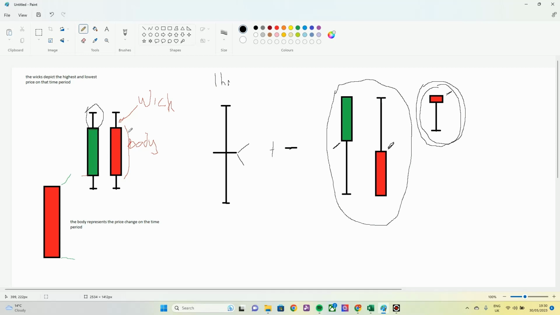And then you could have these ones where it doesn't look like there's any body at all, and this basically tells us that the price has stayed the same throughout that 1 hour time period. It may have gone all the way up and all the way down, but from the start to the finish, it's ended up in the same place. And then you've got these, which are just other depictions of how this would look, and this one as well.